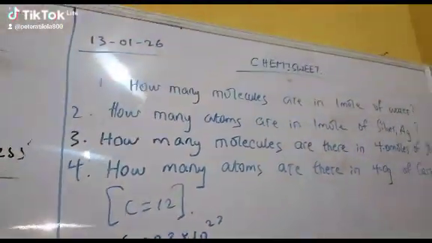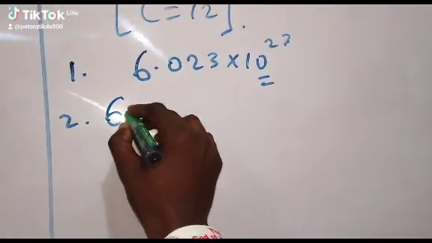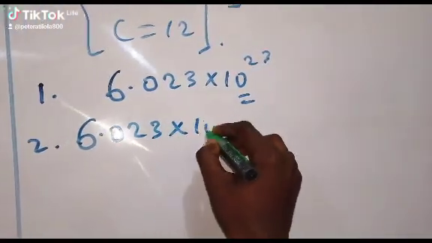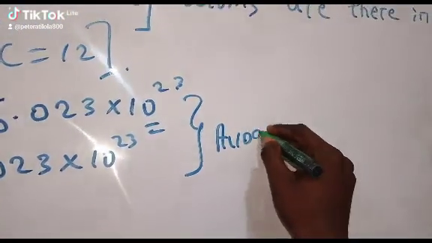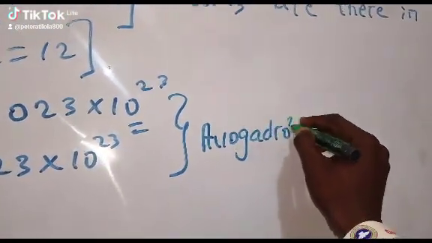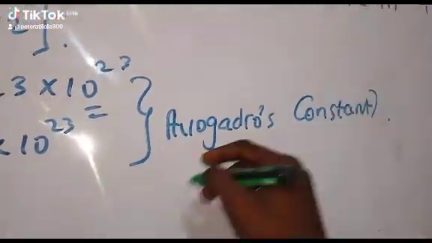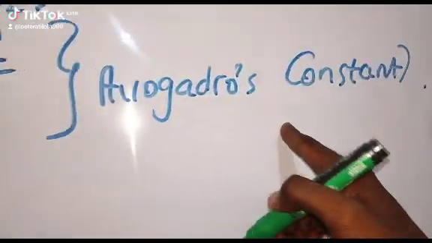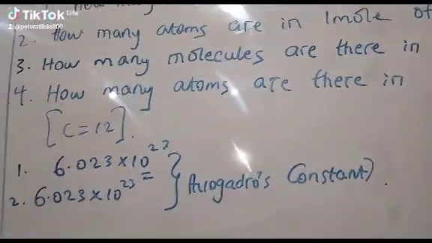Number two, how many atoms are in 1 mole of silver? You also have 6.023 times 10 power 23. All these are what we call Avogadro's constant. That is the value. Avogadro's law states that equal volume of all gases at STP contains the same number of molecules. So that is for that.